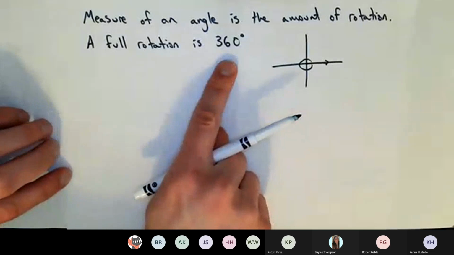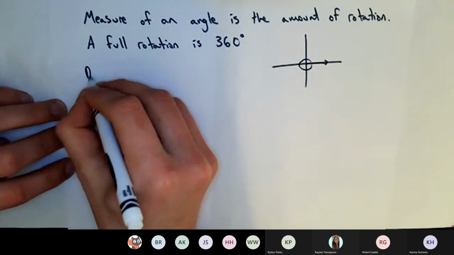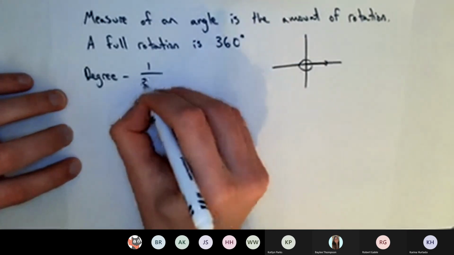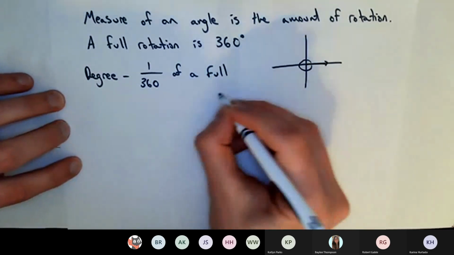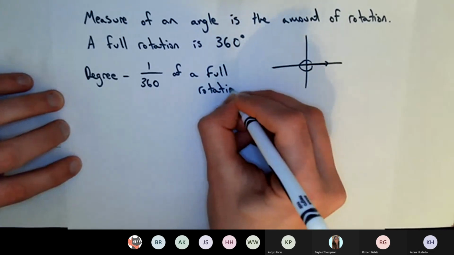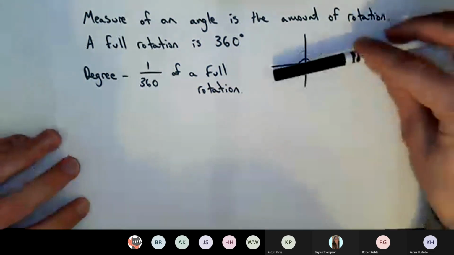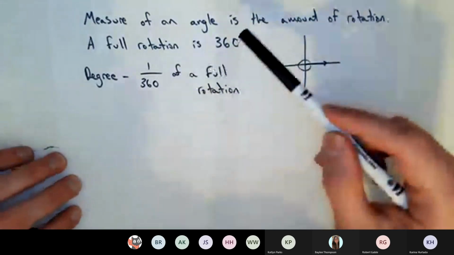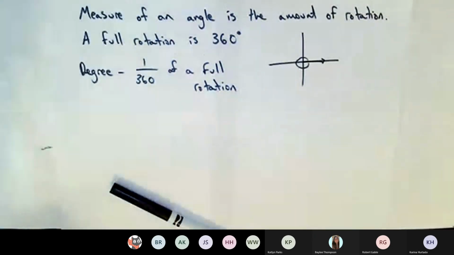Okay, so if a full rotation is 360 degrees, that means we can actually define a degree. A degree is 1/360th of a full rotation, which is like, okay, maybe you were expecting something a little bit more, but that's what we're gonna call a degree. A single degree is just 1/360 of a full rotation. That makes sense though, right? If a full rotation is 360 degrees, then 1 degree is just one out of those 360.